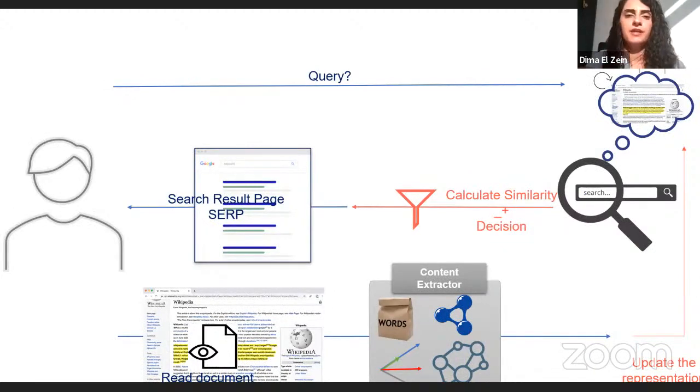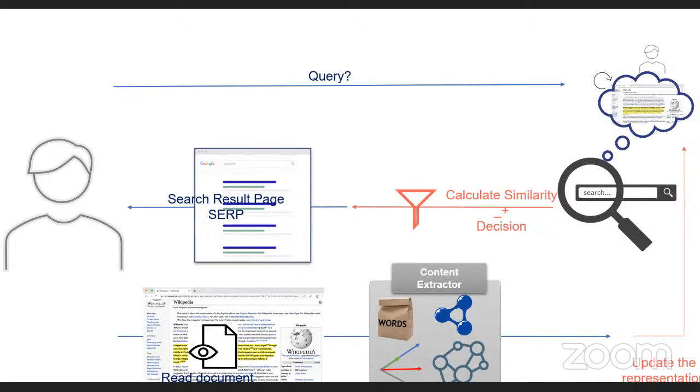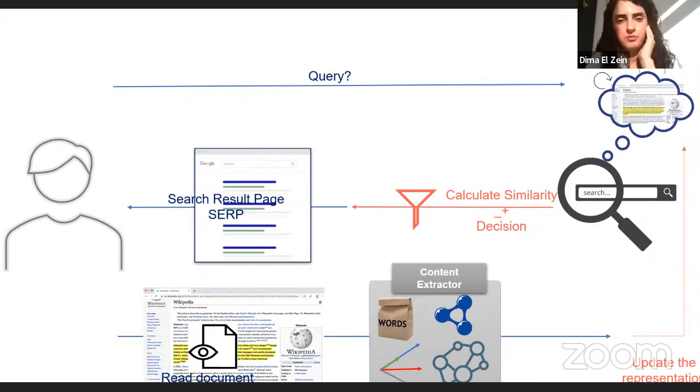So now this is the updated workflow. I have a user that submitted a query, and you can start it from whatever you want because it's a loop. So I will start from above. I have the user who will submit a query to the search system. The search system has already some knowledge about the user. Before it returns the document to the user, it will calculate the similarity and make a decision whether I want to return this document or not. And then it will return a filtered search result to the user.